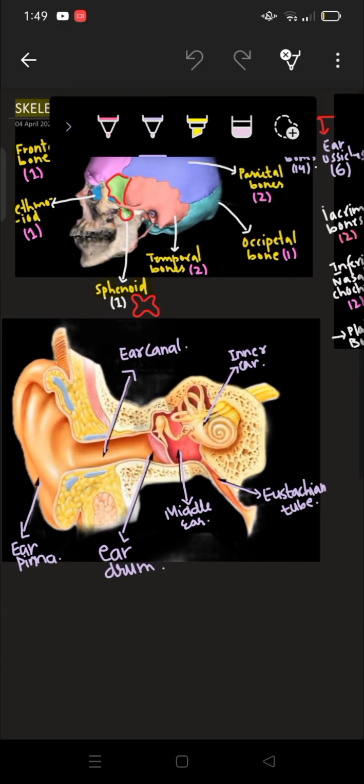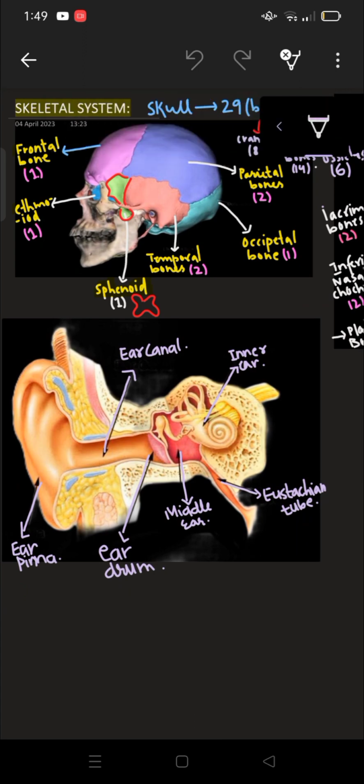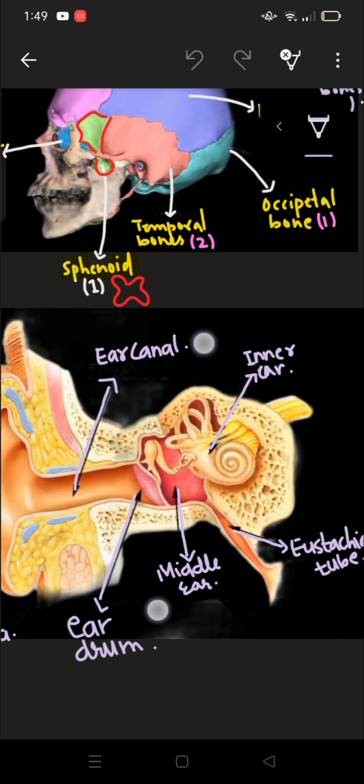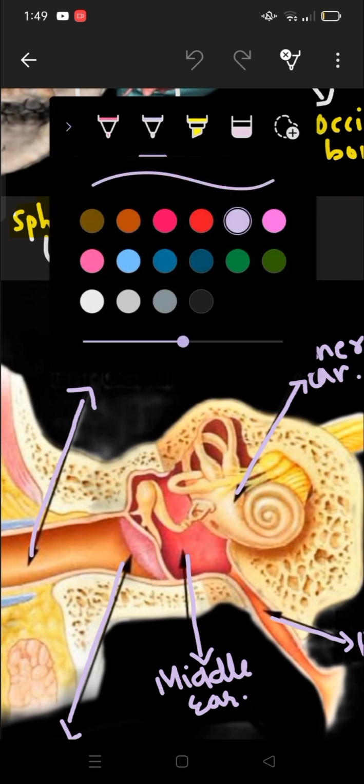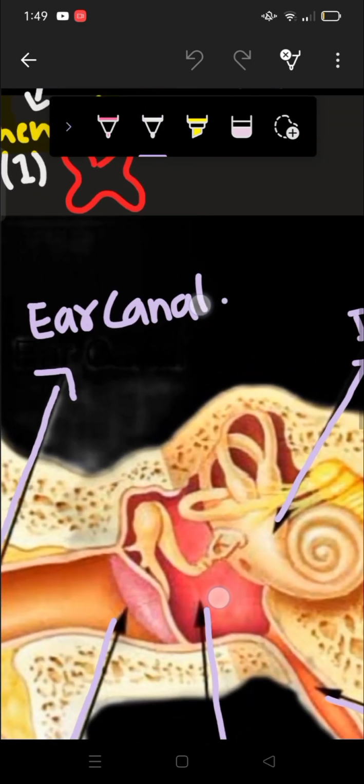We have 3 bones in one ear, 3 bones in each ear. We have 2 ears, so in one ear we have 3 bones, then in the other ear we have 3 bones as well. So 3 plus 3 gives us 6. So now I am going to count those 3 bones. What are those 3 bones?